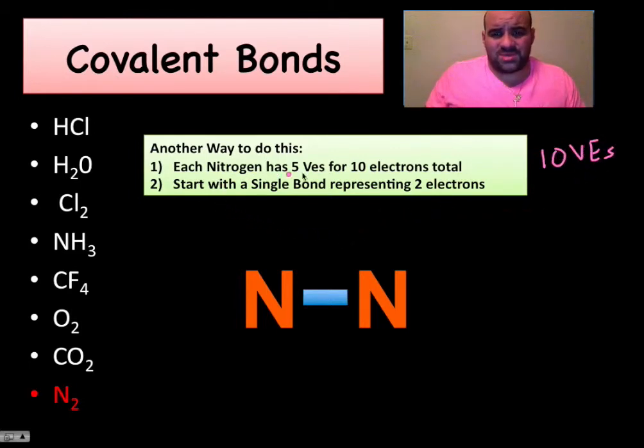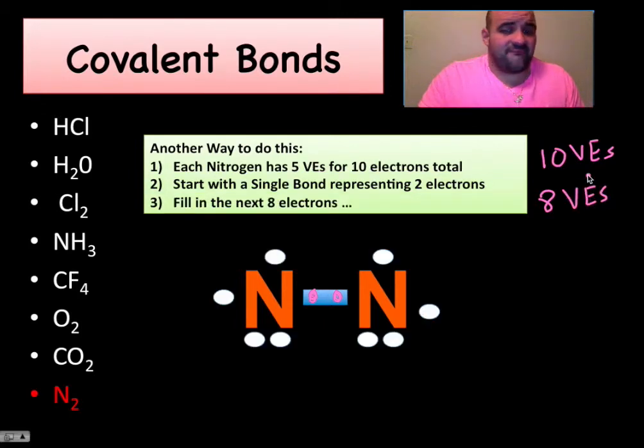We're going to start with a single bond representing 2 electrons. So this is 2 electrons here. Now I have 8 valence electrons left to work with, and I'm going to fill in the next 8 electrons. Because this is a symmetrical molecule, I'm just going to put 2 on each side. And we know this doesn't pass the octet test. So we're going to move some electrons in to form double bonds until it passes an octet test.